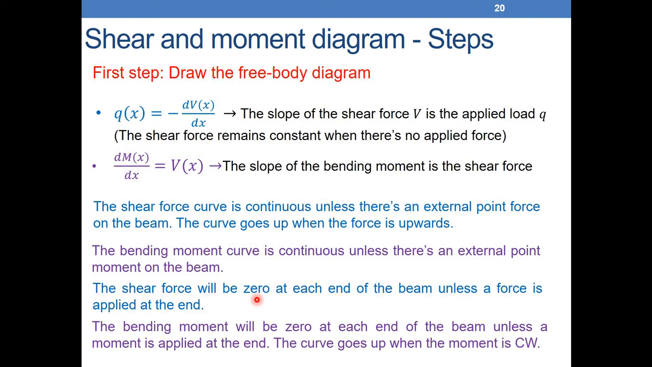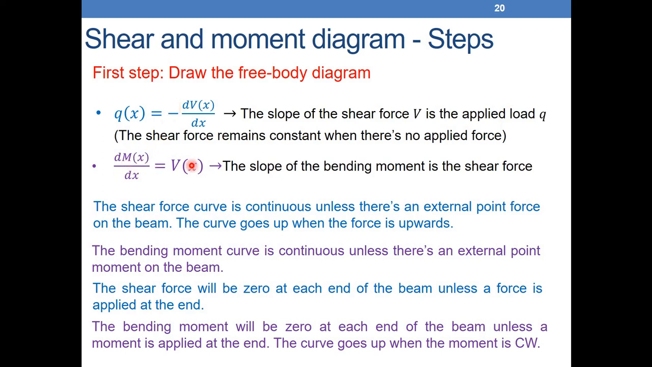So what we said at the beginning, q of x is equal to minus dV over dx. So the derivative of V with respect to x will give me the external load. So if I have the external load, by doing integration, I can find V. So the slope of the shear force is the applied load q, but we don't forget the negative sign. We'll see that later.